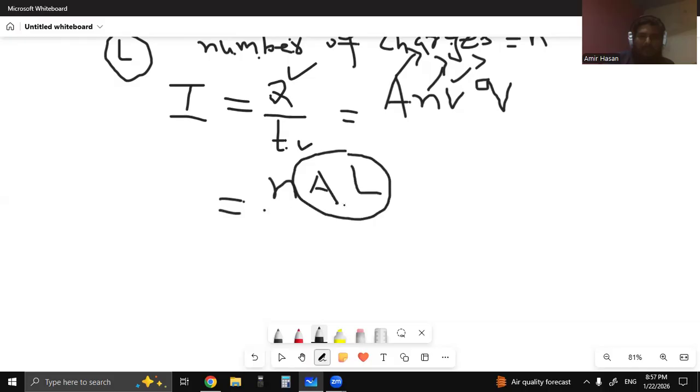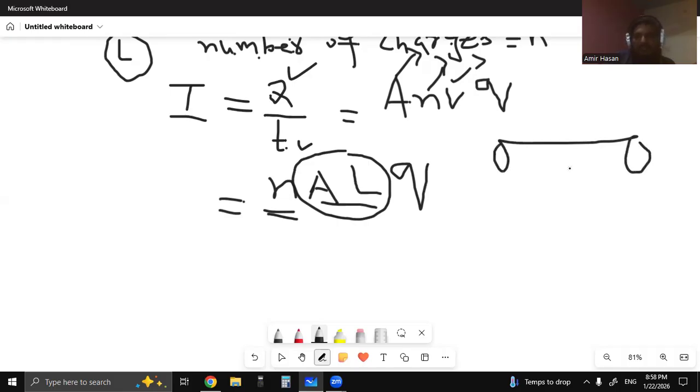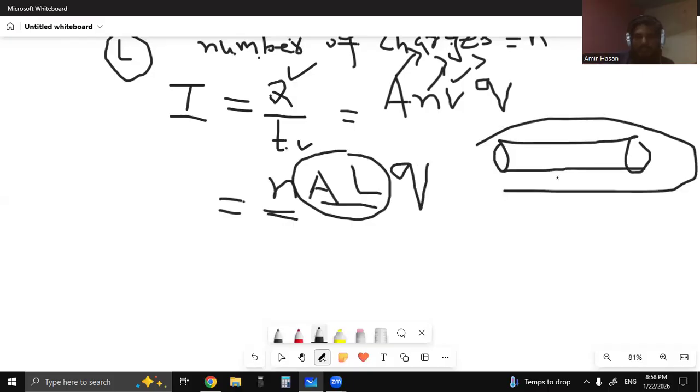When we are forming the total charges, we apply this formula: number of charges multiplied by the volume, meaning area of the conductor into length of the conductor, and it is multiplied by the charge Q, the value of the charge. Now this represents the total charges which are present in the volume of the conductor. If charges are moving in a conductor, it means the volume is involved. And we know that the volume is the area into length.